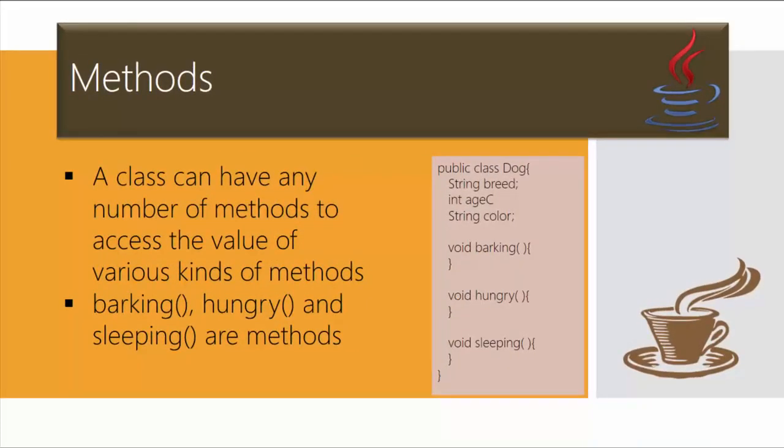Methods. A class can have any number of methods to access the value of various kinds of methods. So for example, barking with a set of parentheses is a method, hungry, sleeping are all methods. And as an example, we created a public class called dog, with a string for breed, an integer for age, for example, then we define the color, and then we create these methods.